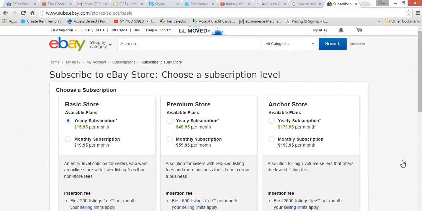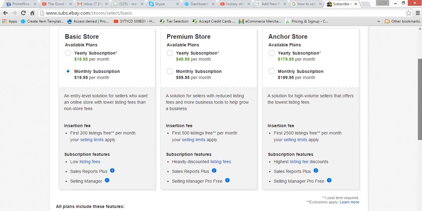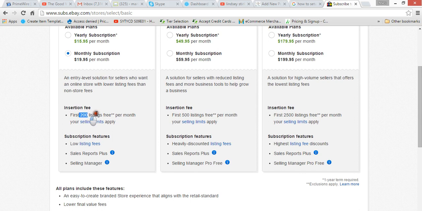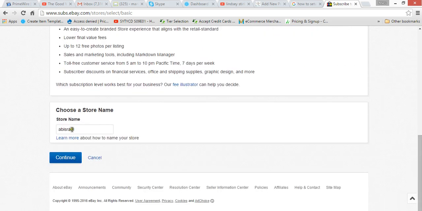Remember, you guys are now starting up. The basic account is $19.95 a month. If you want to pay the yearly fee, you could pay it and you could always upgrade in the future. But my suggestion would be to choose the $19.95. You see, you get 200 listings with no listing fees. You choose the name of your store and then hit continue, and they'll take you to the next page where you'll put in any necessary credit card and so on.